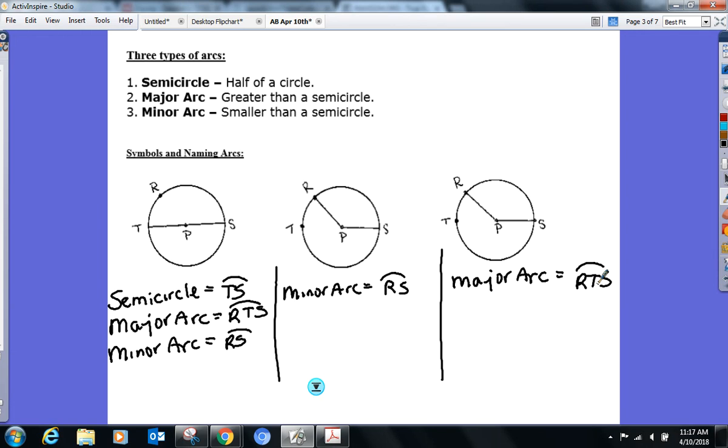Oh, before you go on to the next page, I didn't mention this. Semicircle. You know how many degrees in a semicircle? Anybody know the measure of TS here? 180 degrees. Okay, so just make sure we're aware of that. 180 degrees. All right, nice job, everybody.